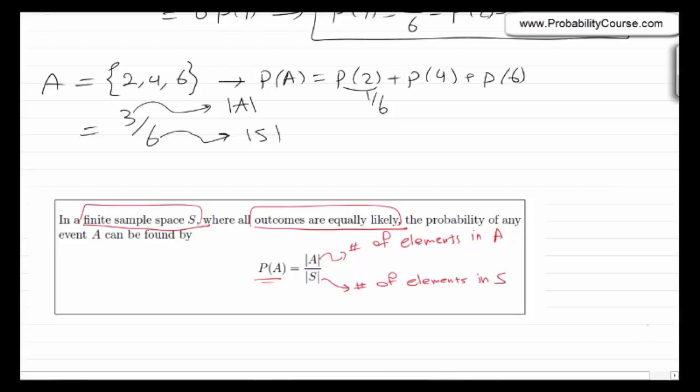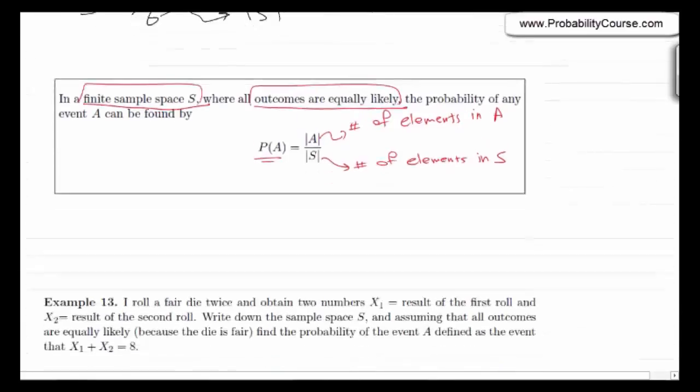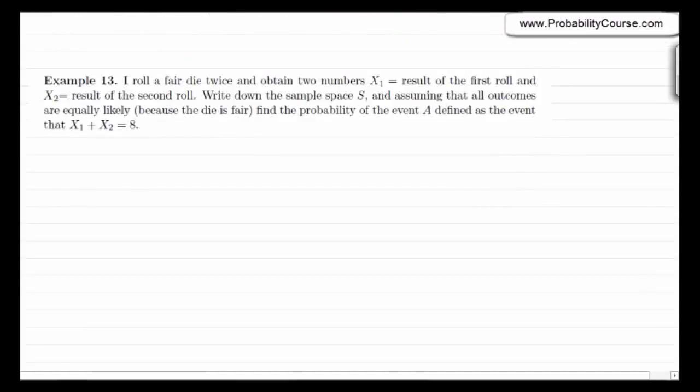Okay, so let's look at an example. So the example is this. I roll a fair die twice and obtain two numbers. X1 is the result of the first roll. So X1 is basically a number between 1 and 6: 1, 2, up to 6.